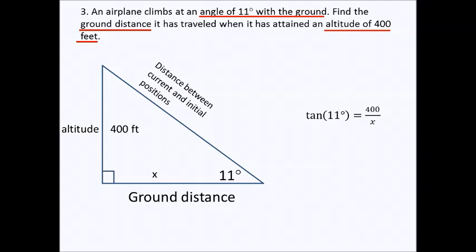The next step is to multiply both sides by x. X times tangent of 11 degrees is equal to 400 divided by x times x. The x's on the right side cancel out. So we're left with x times tangent of 11 degrees is equal to 400.